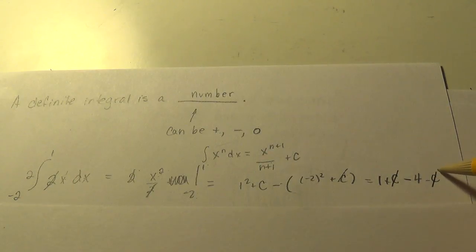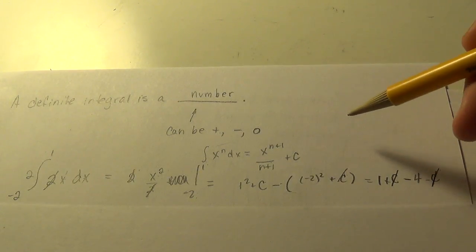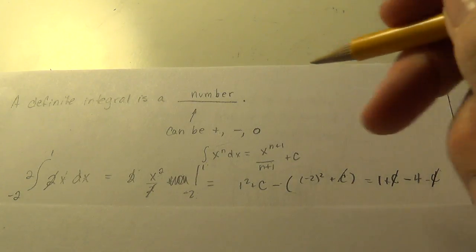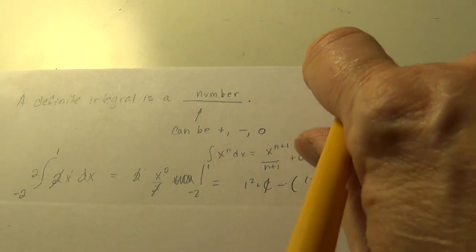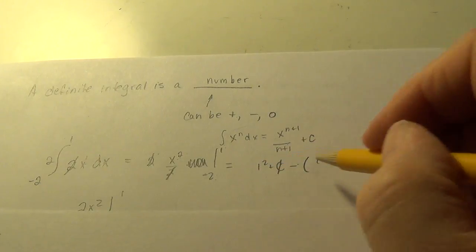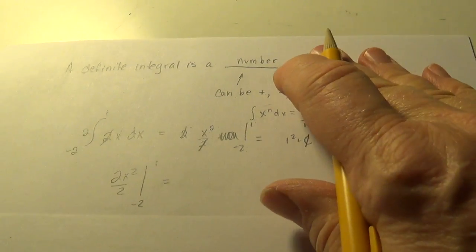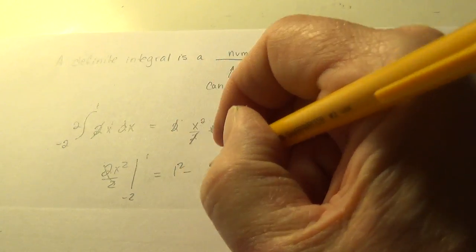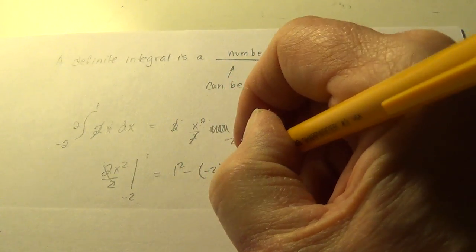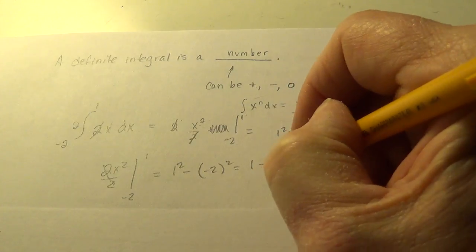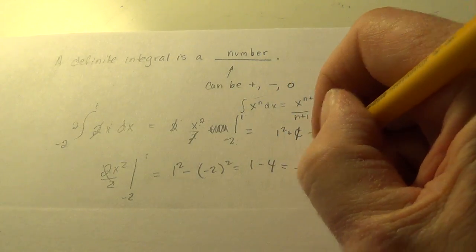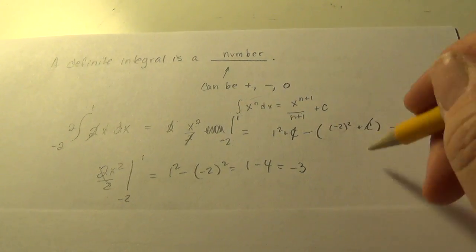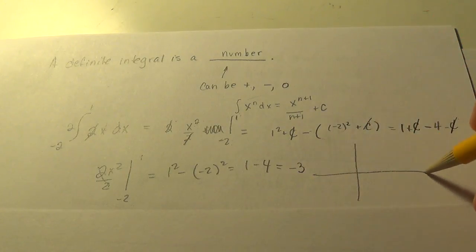So I wanted to take a moment and show you why the c's sort of disappeared when we did integration. That's why. So the c's are gone, and we just end up with a 1 squared. So we're over here. So I get a 1 squared minus a negative 2 squared, 1 minus 4, which is minus 3. Okay, in a graphing form, let's see what's happening.